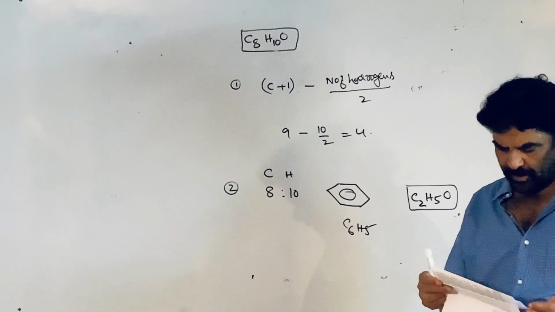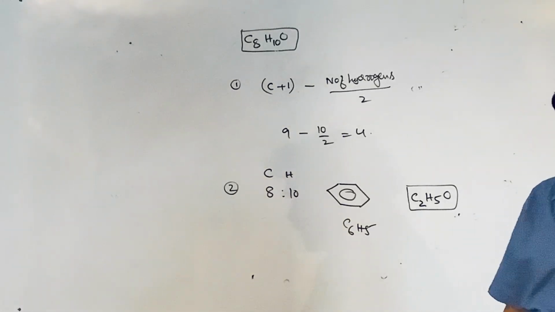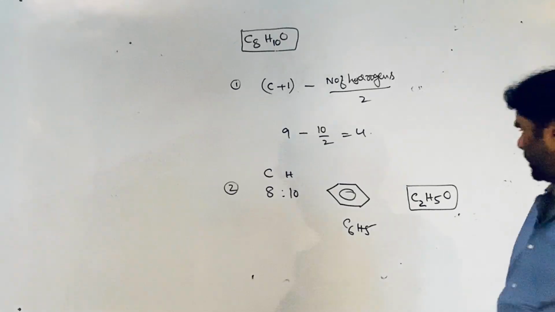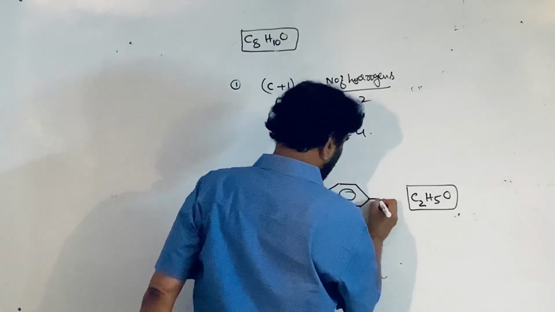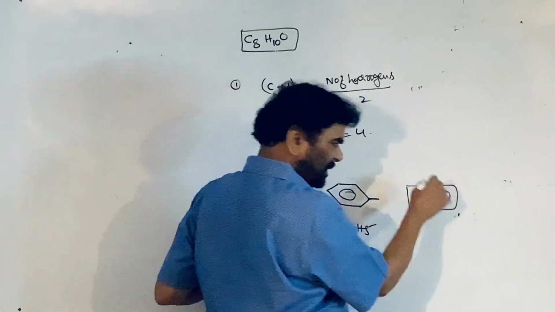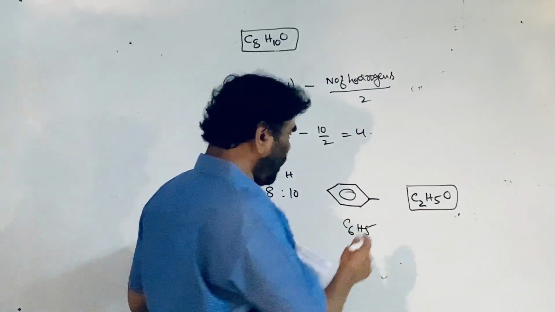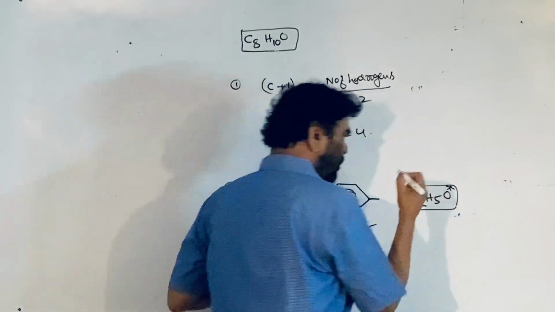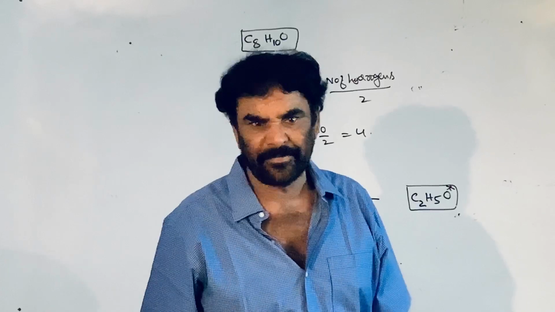It gives a yellow precipitate with iodine and alkali. It's nothing but the iodoform reaction. So 4 out of 4 are accommodated here, that is the degree of unsaturation. Further, double bonds or anything else should not be present outside. So there is an oxygen we have to account for. This compound is giving the iodoform test.